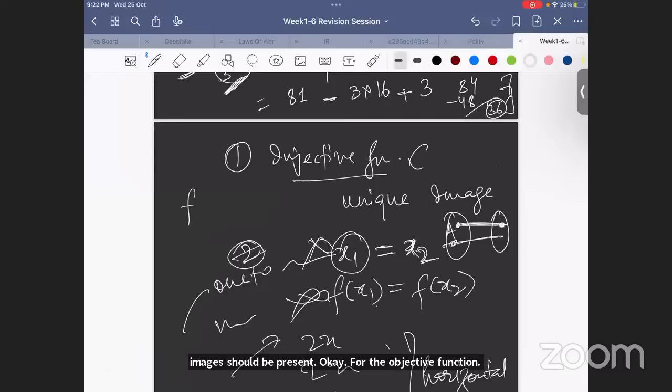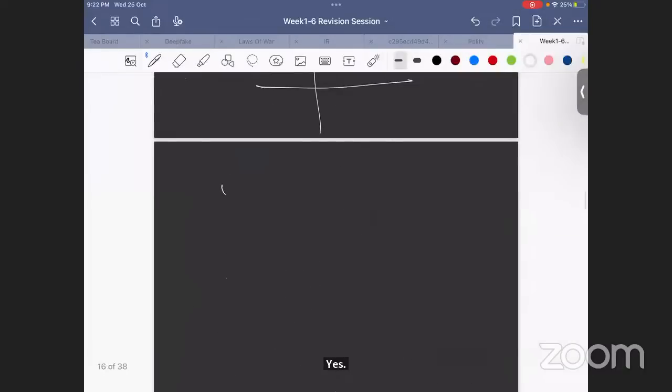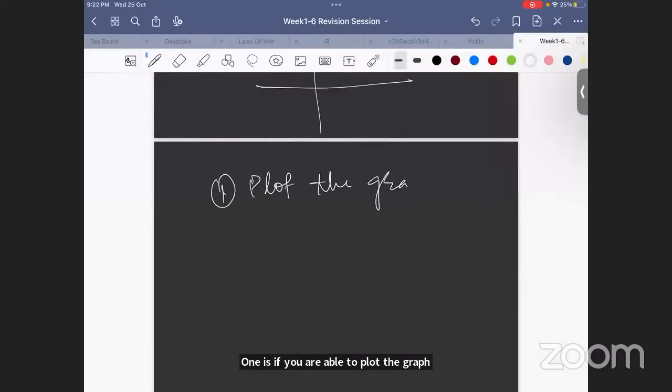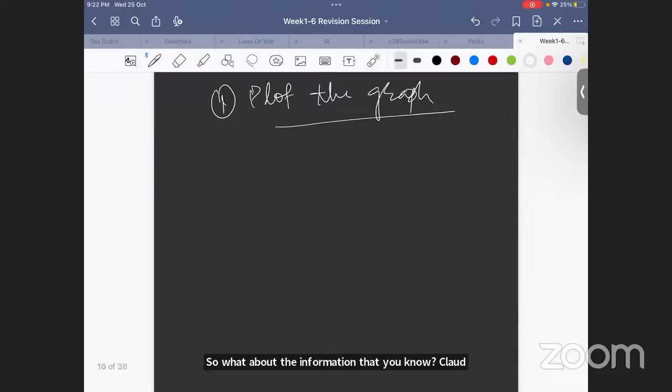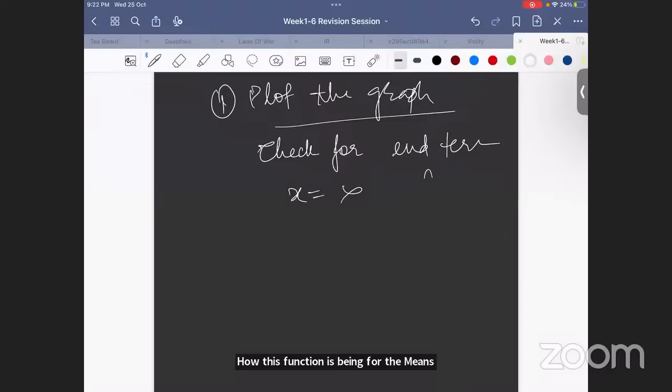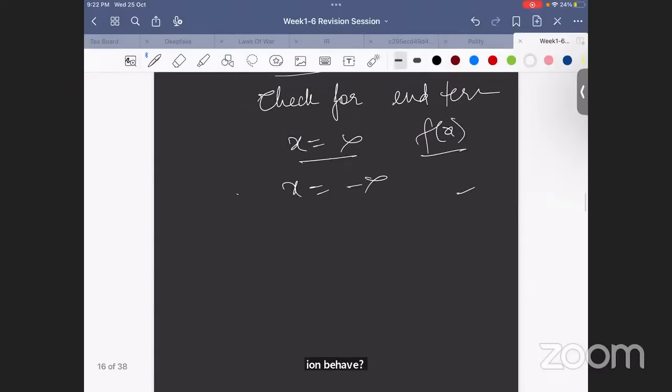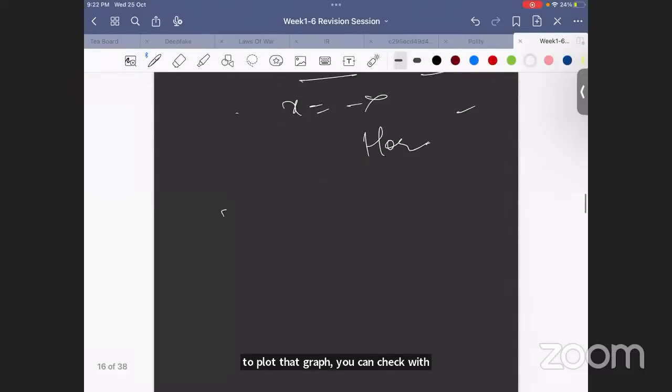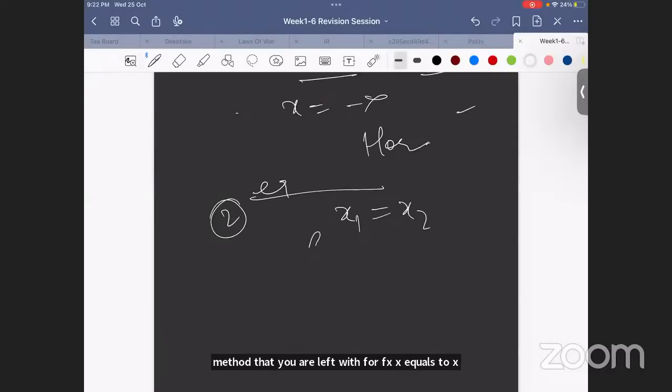You can solve this injective type of problem by only two methods. One is if you are able to plot the graph. Whatever information you know, plot the graph. I told you for some polynomials you can do it. In the last session I told you to check how the function is behaving at x equals infinity and at x equals minus infinity, try to get the roots and plot that graph. If you are able to plot it, you can check with the horizontal line test. Second, if you have been given the equation, the only method you are left with is: for x1 equals x2, you should be getting f(x1) equals f(x2).